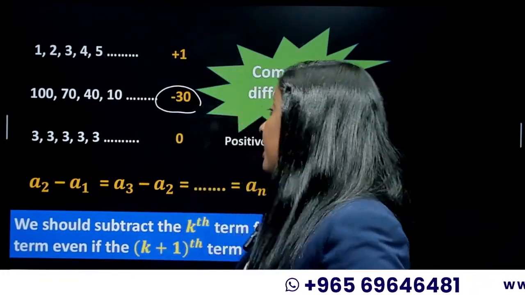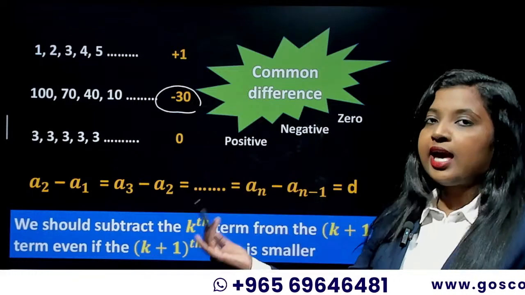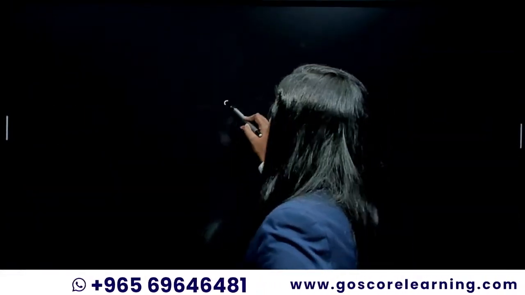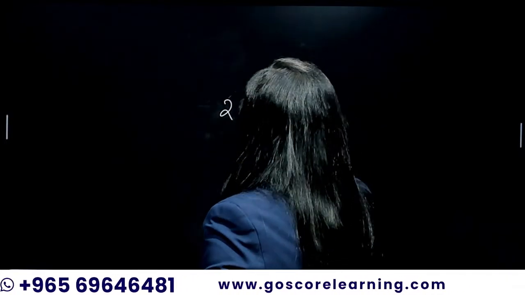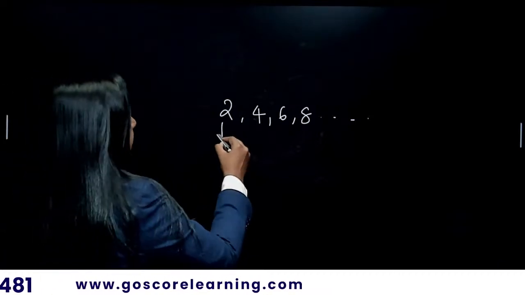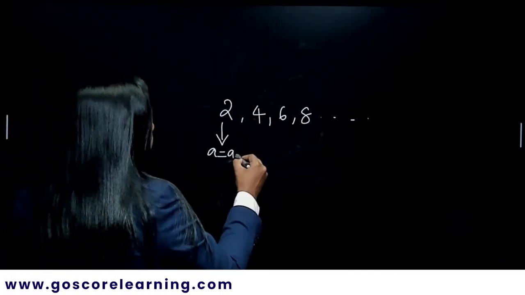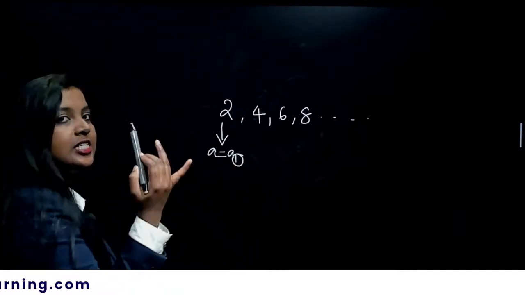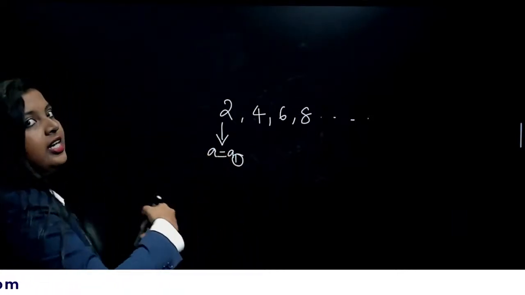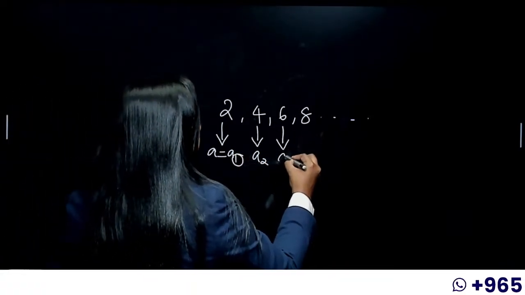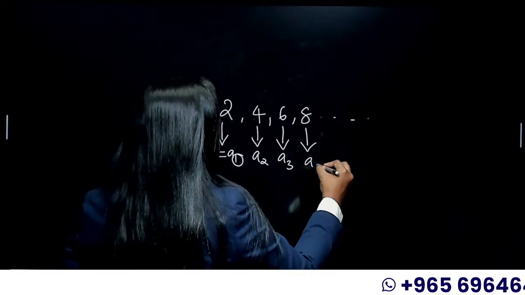Okay, and then what we have, we should subtract the k term. That I will explain. So if you have an AP, let it be 2, 4, 6, 8, etc. Okay, and the first term is denoted as A or A1. This 1 means the position. It is in the first position, no? That is why we denote it as A1. Then this is A2, this is A3, A4, etc.